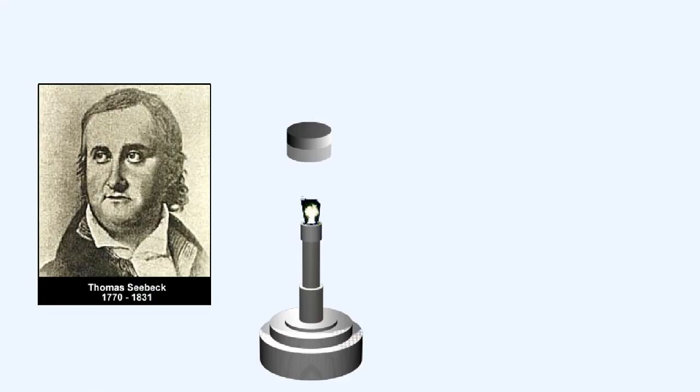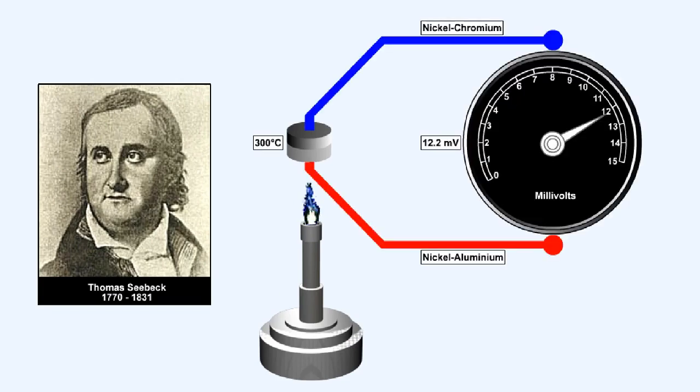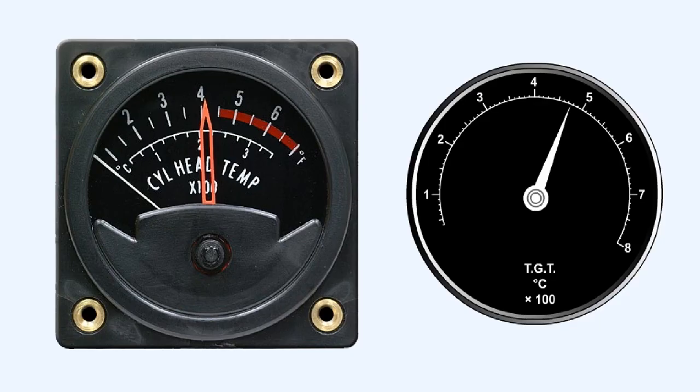In 1822, Thomas Seebeck accidentally discovered that heating the junction of two dissimilar metals will produce an electrical potential that is a function of temperature. If the junction is contained within a closed loop, the value of the potential will be dependent on the difference in the temperature between the junction where the heat is applied, the hot junction, and the other end of the loop, the cold junction. Examples of the use of thermocouples include the measurement of cylinder head temperature and turbine gas temperature.